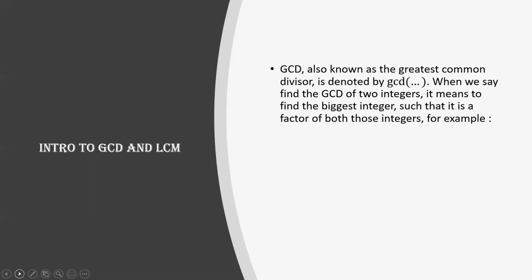Okay, let's start. So, first, what is GCD and LCM? The introduction to GCD and LCM. GCD is also known as the greatest common divisor, and it is denoted by GCD bracket something. That something we'll discuss later. When we say to find the GCD of two integers, it means to find the biggest integer such that it is a factor of both of those integers. For example, GCD of 12, 16 is equal to 4.